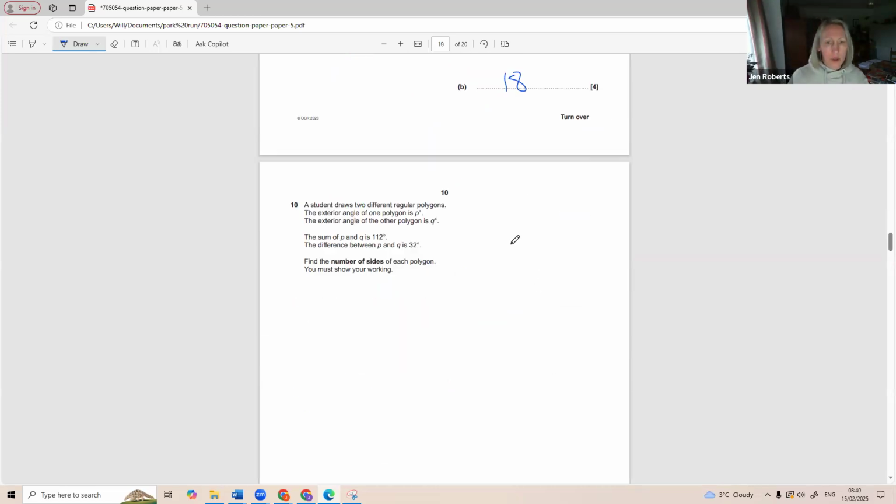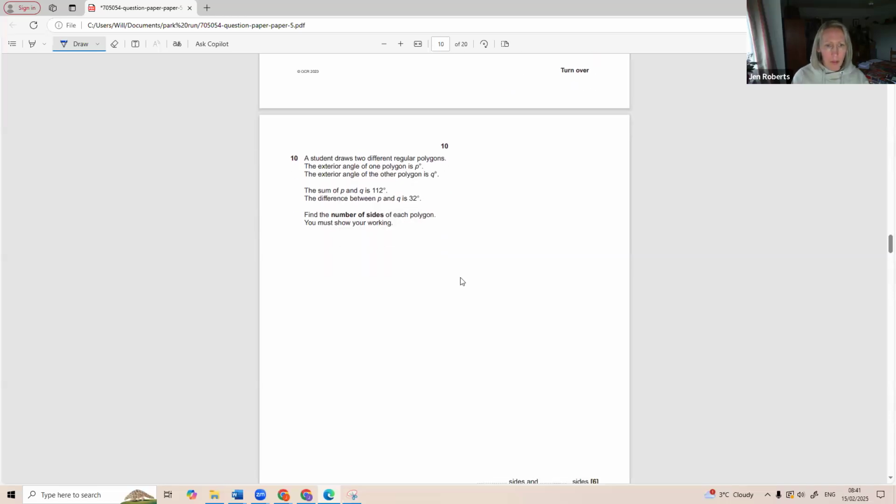Okay, so a student draws 2 different regular polygons. The exterior angle of one is P, exterior angle of the other is Q. So this is angles and polygons. There's a few formulas you won't be given, you'll have to remember them. So angle sum is n minus 2 times 180. Exterior angle is 360 divided by the number of sides. Interior angle is angle sum divided by number of sides, and it's useful to have the exterior plus the interior is 180. So which ones do we need here?